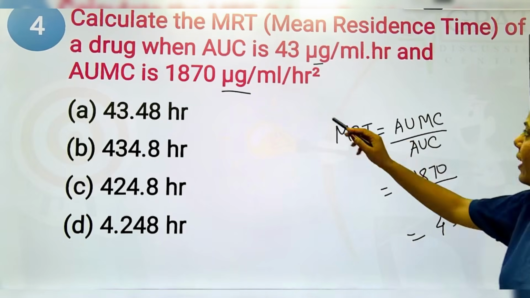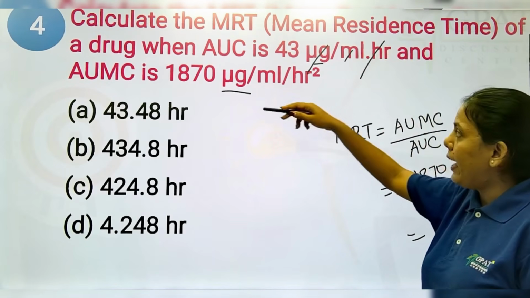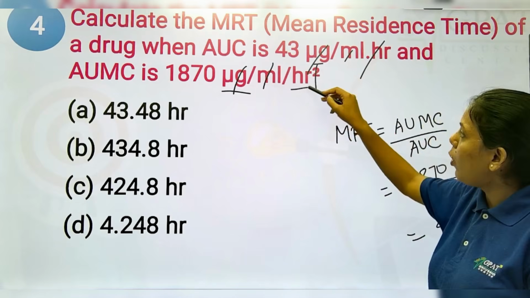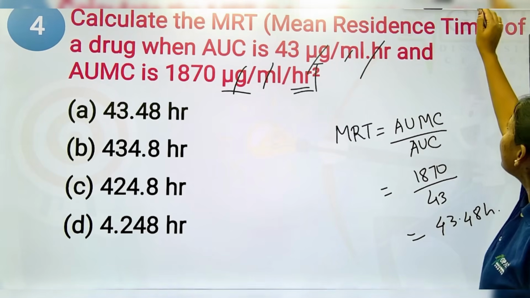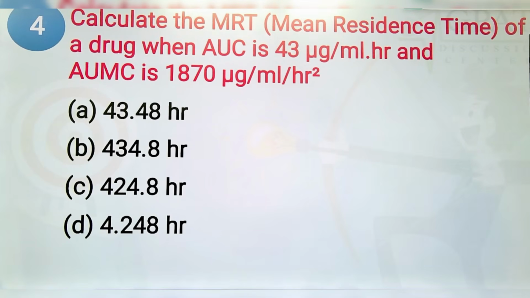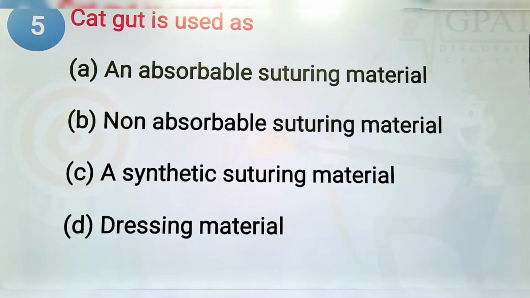The units you can see that microgram and ml will cancel, and it is hour. So mean residence time is given in hours. So option A is the right answer.